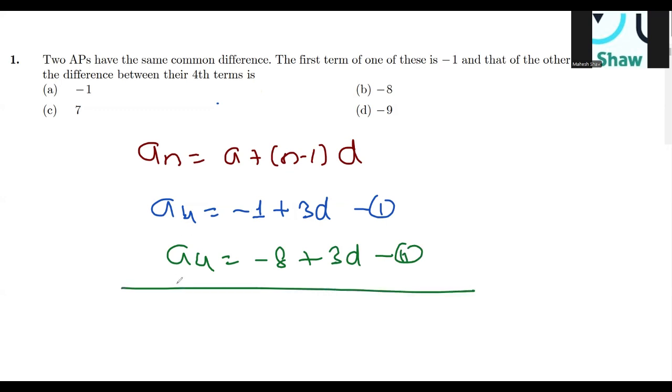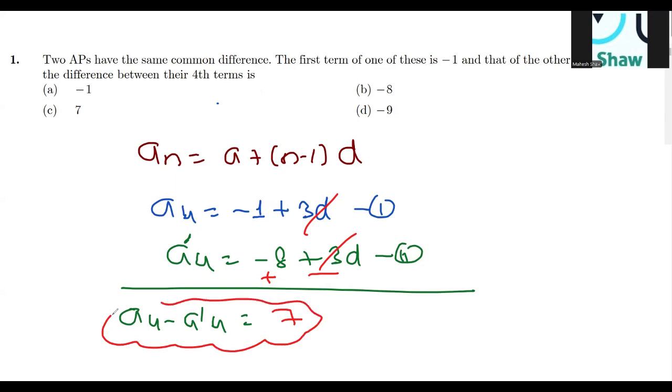So if I find the difference, let's say I use a dash here, that means their difference is going to be subtracting. So subtraction means changing the sign. So what we are getting, -1 plus 8, that should be 7. So we'll say 7 is the answer for this. That is option C in this case.